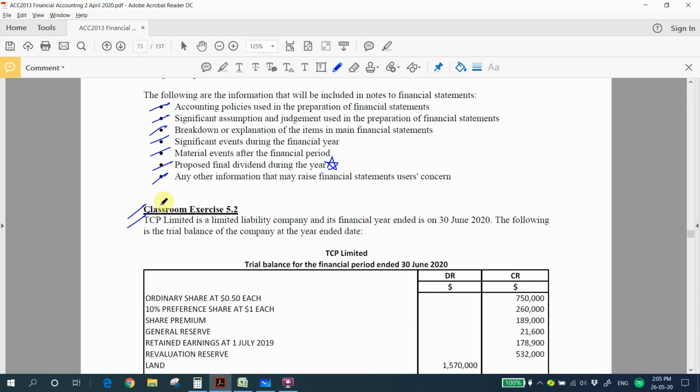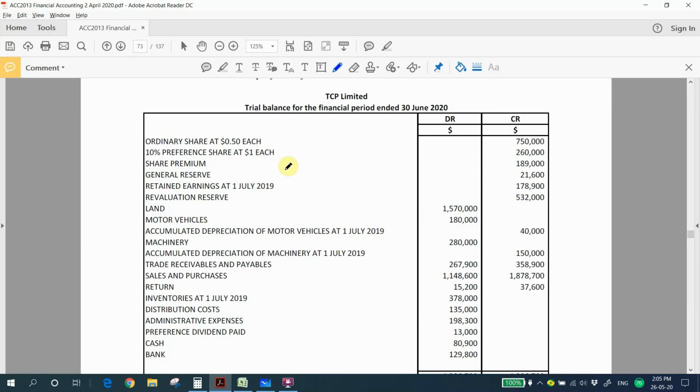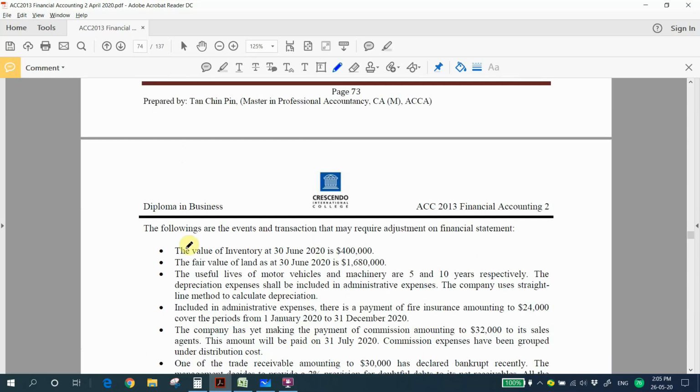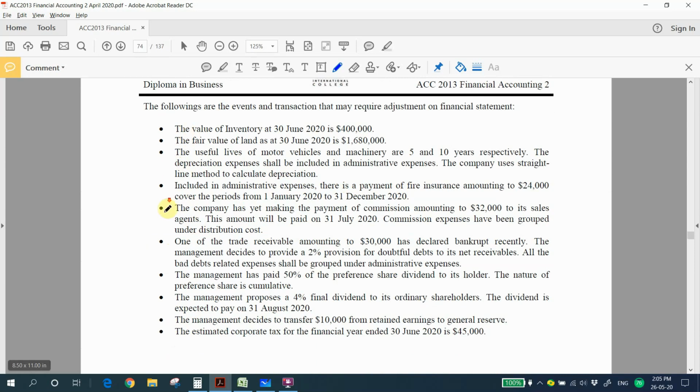So let's go through this exercise, classroom exercise 5.2. TCP Limited is a limited liability company and its financial year end is on 30th June 2020. The following is the trial balance of the company at the year end date. So you can see this is the trial balance. And the following are the events and transactions that may require adjustment on financial statement. So these are the adjustments that we are going to handle later.